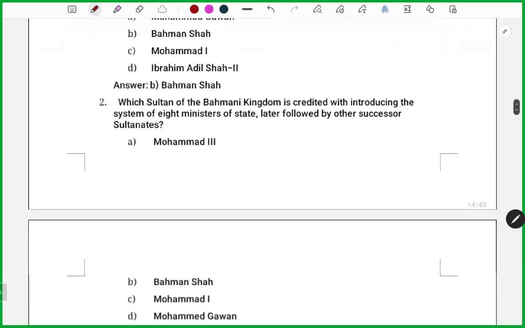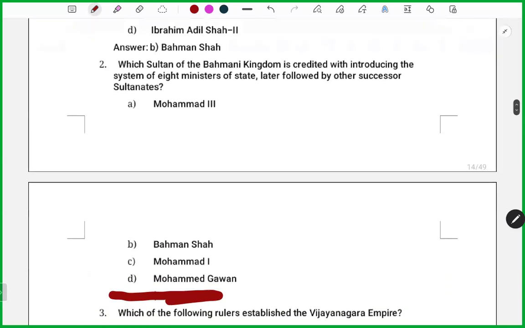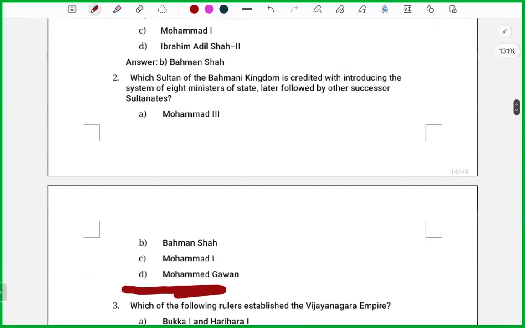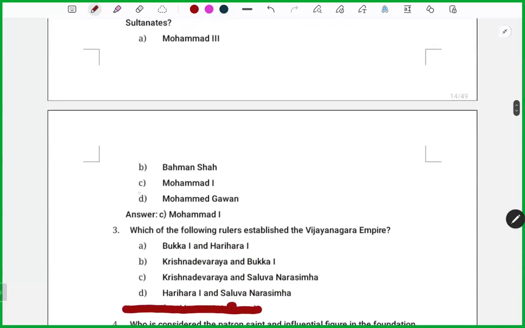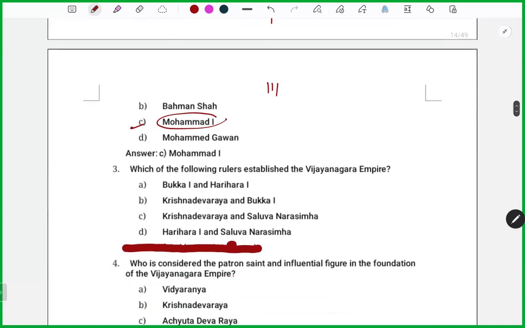All right, very good. Then which Sultan of the Bahmani kingdom is credited with introducing the system of 8 ministers of state, later followed by the other successor sultanates? Here it is Muhammad 1, here it is Muhammad 3. So they are one and the same, except that there is a nomenclature difference, 1 and 2 and 3. So be careful with either 1 or 2 or 3 there.